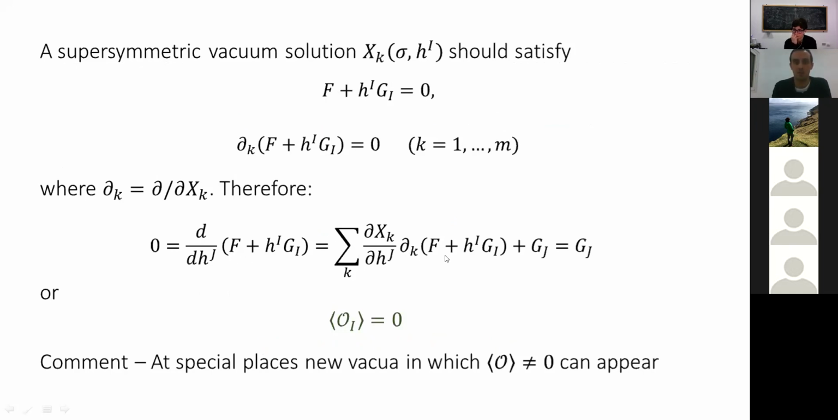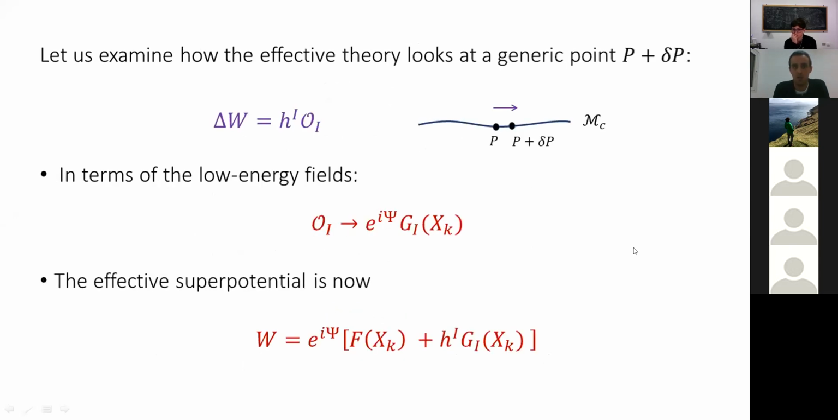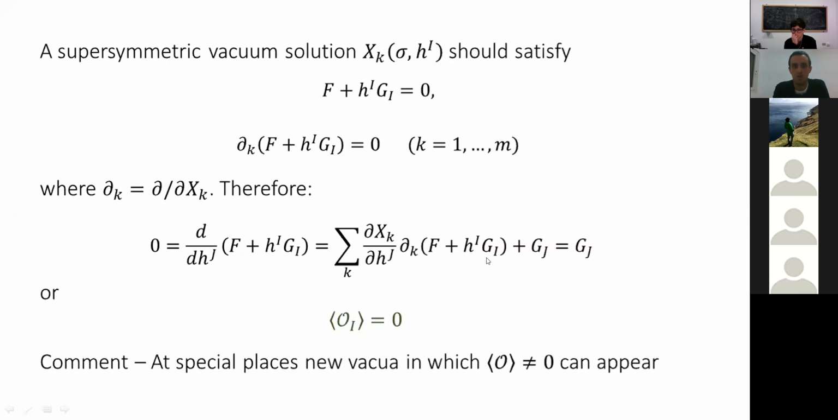And then we get two contributions for the derivative. The first one is from the fields X, because they depend on H themselves. So we take the partial derivative with respect to X, and then differentiate X with respect to H, plus the part that depends explicitly on H, which is just G. And then we're left only with G, because the other part includes the derivative of this piece, which is exactly this second equation. Applying this second equation, we're left only with G, and recall that G is how we represent O in this low energy theory. So this means in particular that the VEV of O is 0.